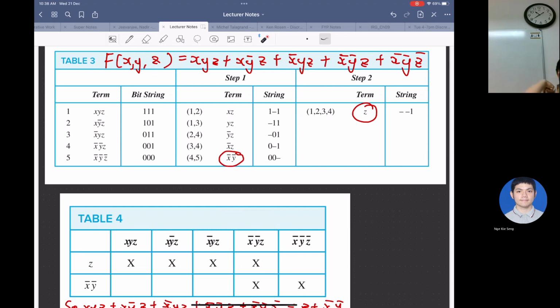Okay. And then next, you need to find the set of minterms that... think again. So how to say? You need to find the set of minterms. Okay. That make sure that you have at least one X under each. Okay. Let's back away. So how to say properly? Okay. You need a set of minterms that represent this function here.